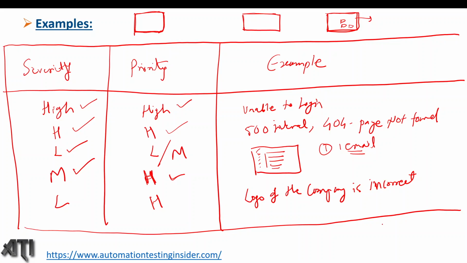Another example for high priority, low severity: let's say the logo, as per our expectation and business requirement, should be on the right side, but the developer developed it on the left side. Okay, that is another example, because as per the requirement it should be in the right place. So that is an example of high priority and low severity defect. So these are the various examples of priority and severity, guys.